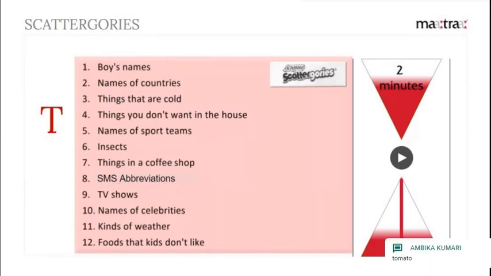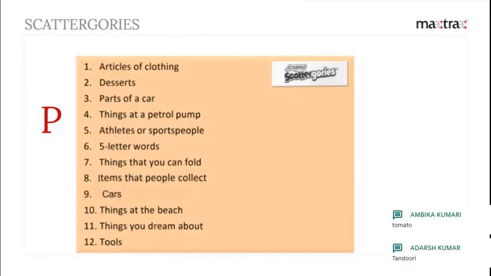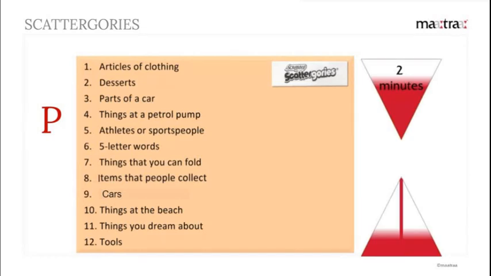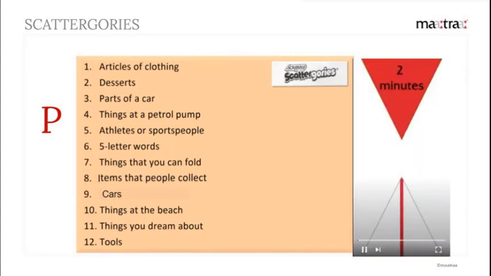Let's do another round. The next letter is P. Again, share your answers in the chat box only after the time is up. I will call out each item. Until then, your timer starts now. Wait until the timer is done. Do not get over enthusiastic and put the answers in. Samjhe?